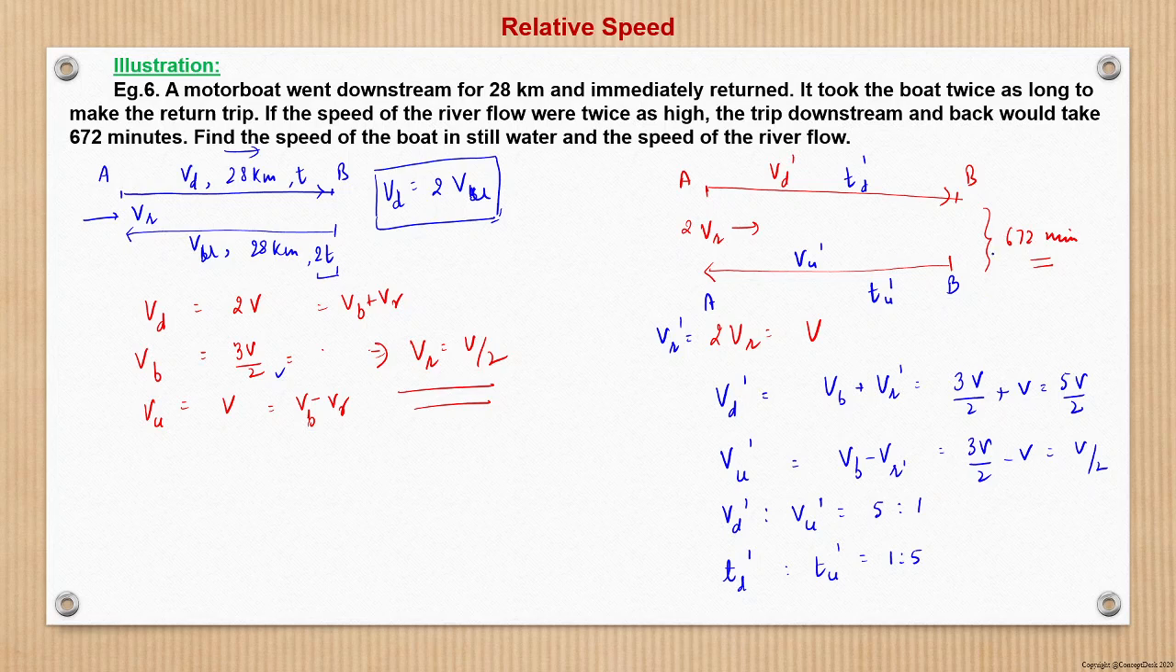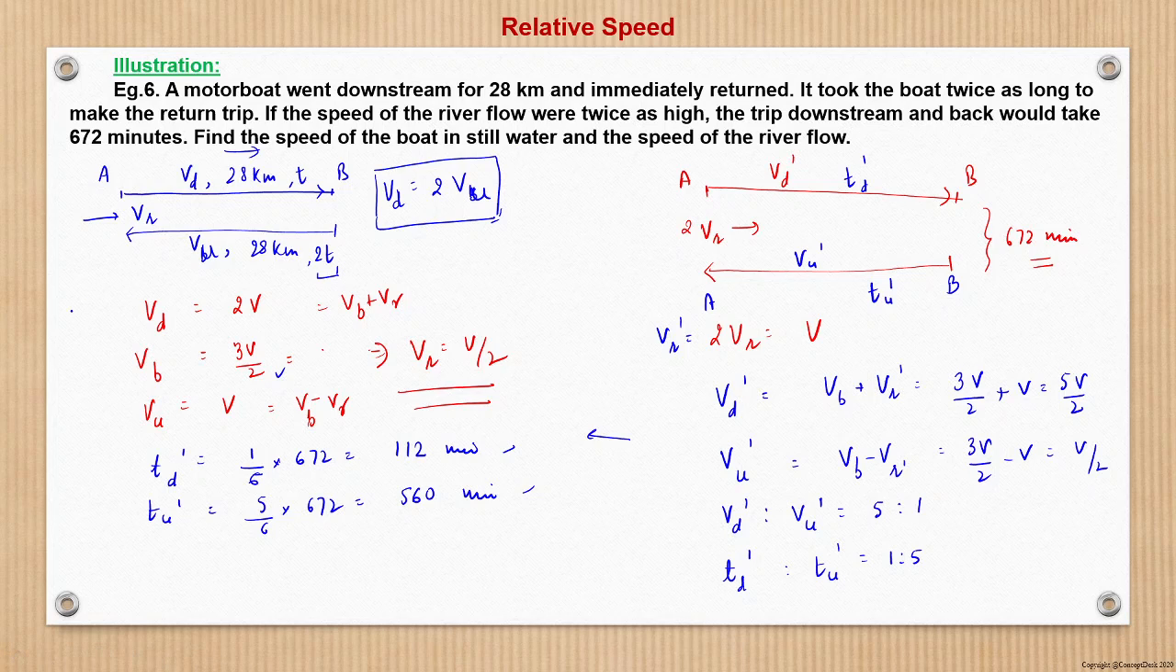And the total is 672, right? Total is 672. So from now it will be TD dash will be what? 1 upon 6 into 672, which is 112 minute, and TU dash will be 5 upon 6 into 672, which is 560 minute, right? So total 672 has been broken into 2, time downstream plus time upstream. So question is, find the speed of the boat in still water and the speed of the river flow. Right, to find the speed of the boat in the still water.